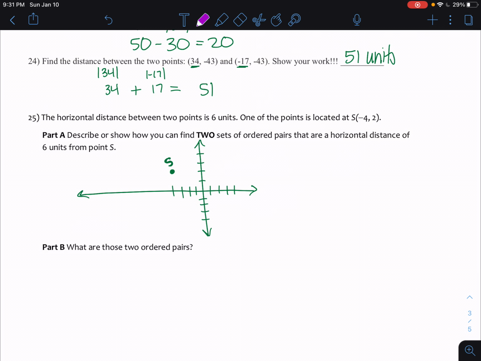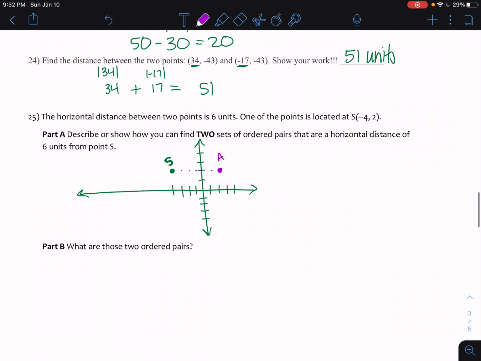And I want it to be a horizontal distance of 6 units. So what I'm going to do is, because I need to find two ordered pairs that represent this horizontal distance of 6 units, I'm going to count 6 units to the right, and I'm going to count 6 units to the left. So here's 1, 2, 3, 4, 5, 6. Let's call this A. And then I'm going to go the other way. So 1, 2, 3, 4, 5, 6. And I'll call that B.